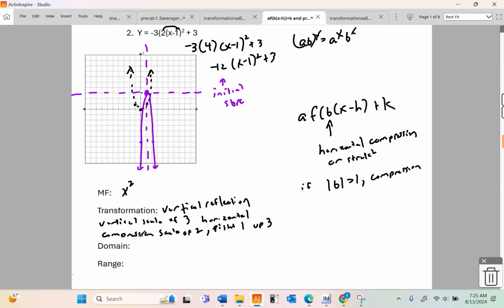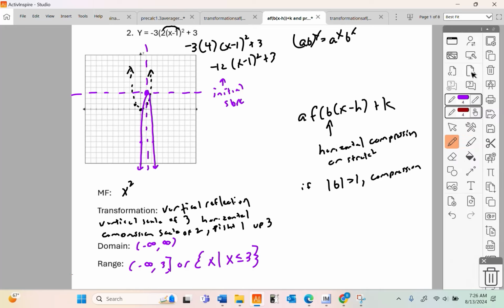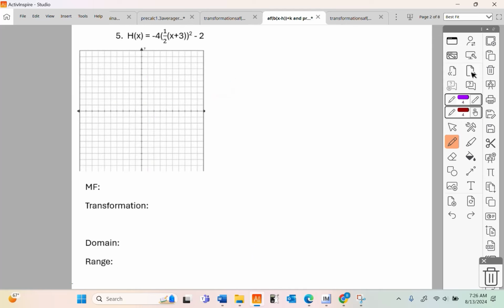Her domain is still negative infinity to positive infinity. Her range is a little funny. It's negative infinity all the way up to 3. Or if you like set builder, all values of y such that y is less than or equal to 3. You can pick your poison on your domain and range, which ones you like. It's entirely up to you. But that's how we're going to do this B transformation. We're going to figure out what it is, but then we're going to manipulate it into an A term.